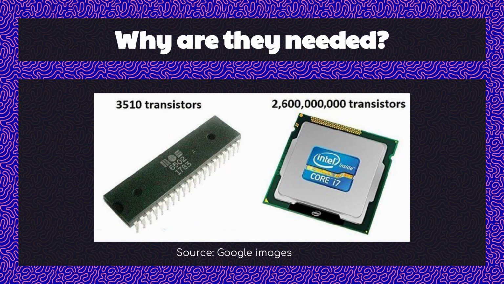I'll just show you how much ICs have grown over the years. The picture on the left is a microprocessor called 6502, and it was released in 1975. It had 3510 transistors. The picture on the right is a modern-day processor.